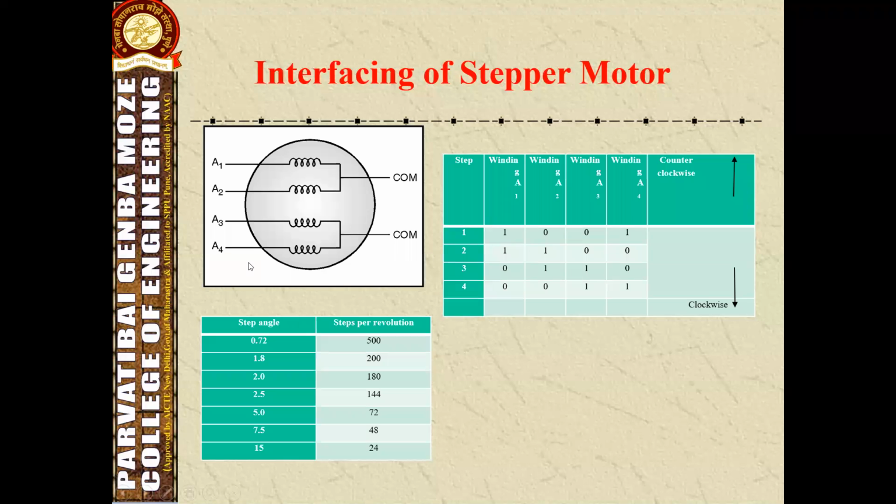In yesterday's class, we discussed what a stepper motor is, how it works, and these are the tables that give each step depending upon the angle. Each step is given in the table, and according to that, we have to write an assembly language program for a particular rotation of the motor.